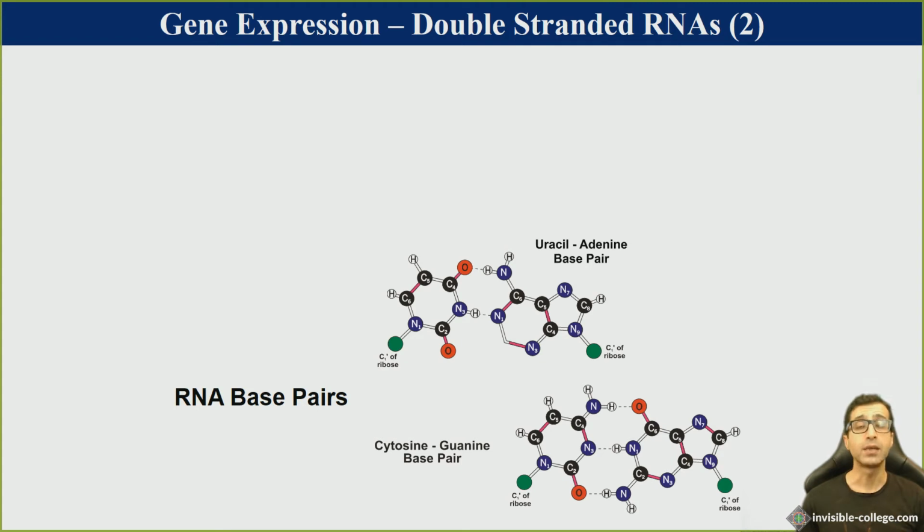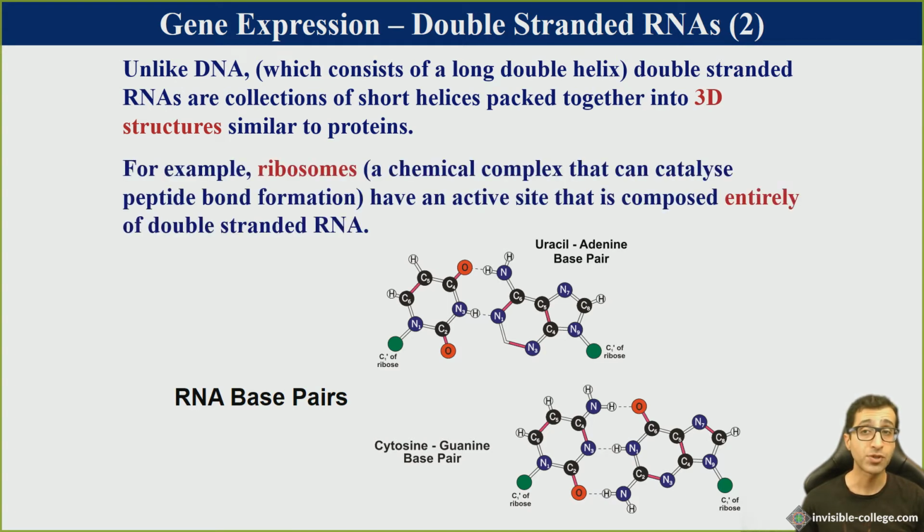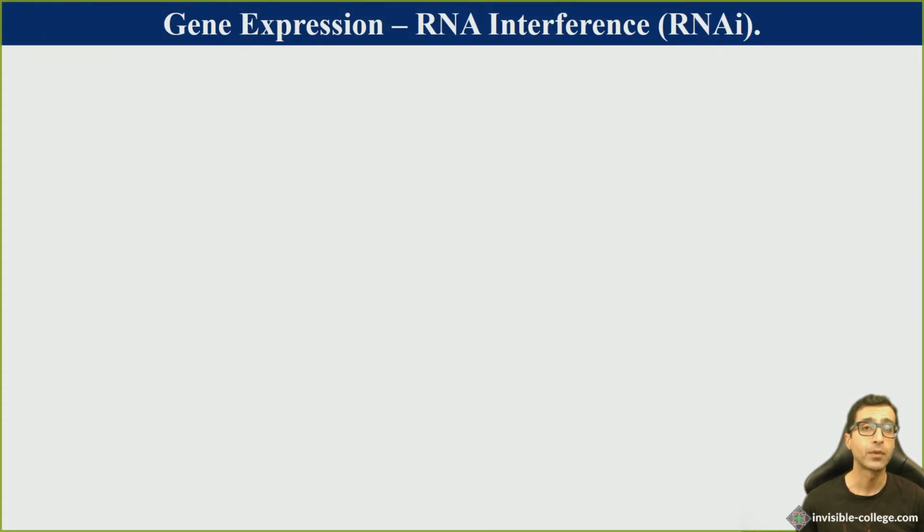Unlike DNA, which normally consists of long double helices, double-stranded RNAs are collections of short helices which pack together into three-dimensional structures which resemble proteins, and it's this which gives them some of their potential catalytic activities. For example, ribosomes, which are chemical complexes that can catalyze peptide bond formation, have an active site which is composed entirely of double-stranded RNA.